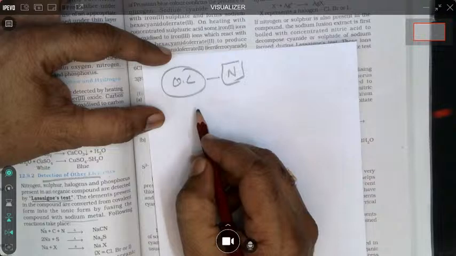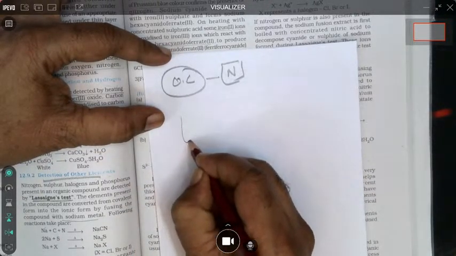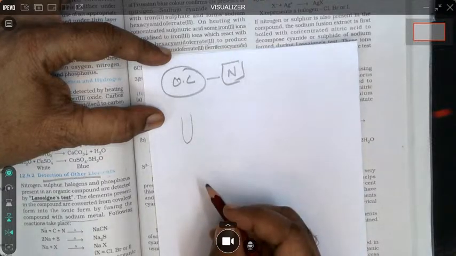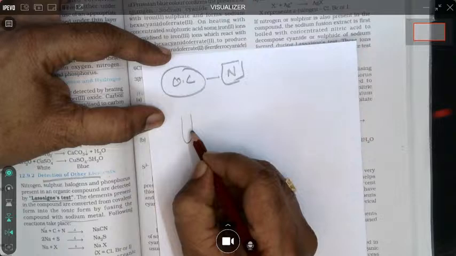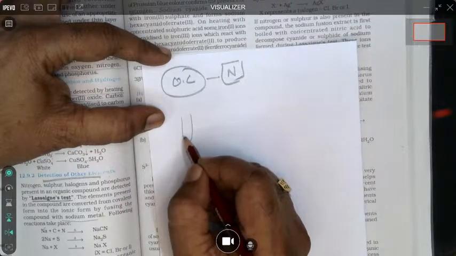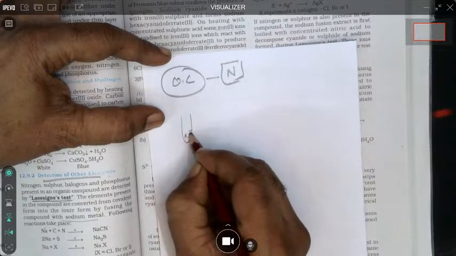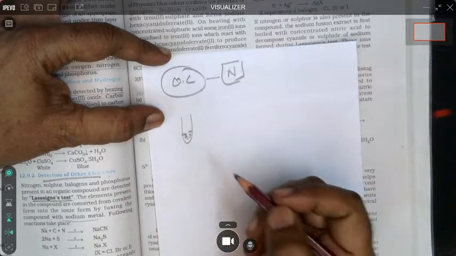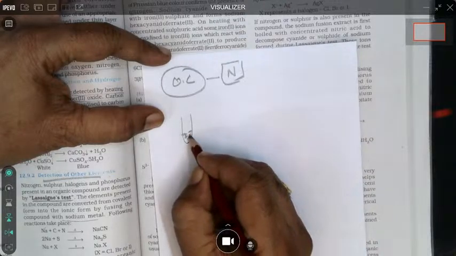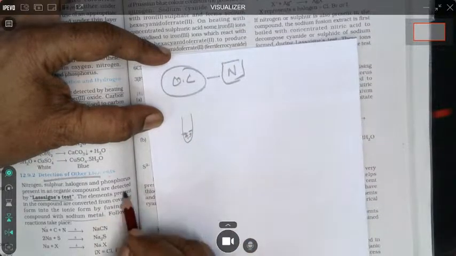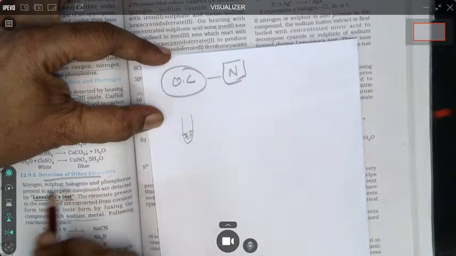So what we do is, you've got a fusion tube like this, also called an extraction tube or fusion tube. It's a small test tube like material, a small test tube you can say, where you have to take the organic compound. Instead of taking the organic compound first, you can take the sodium metal also. The elements present are converted into sulfur, nitrogen, halogen, these are all the other elements.